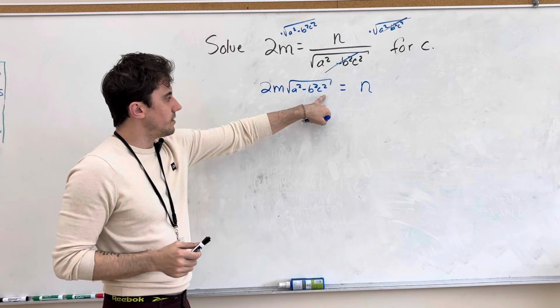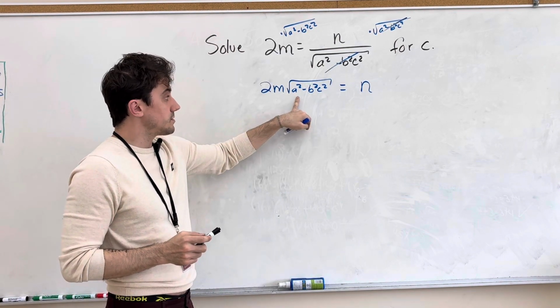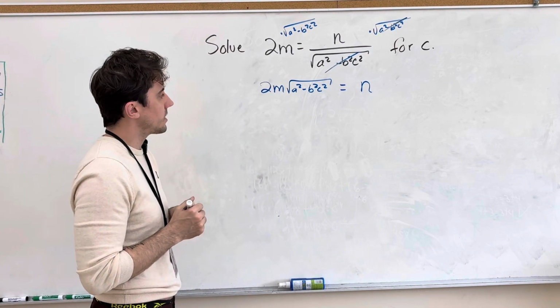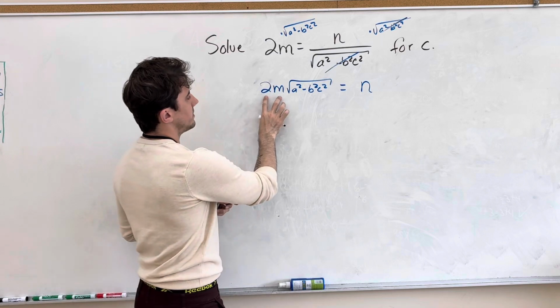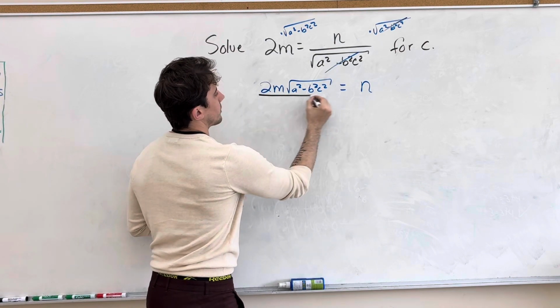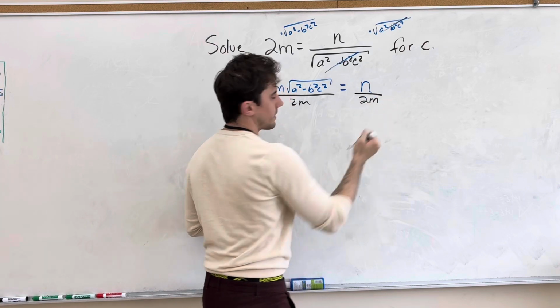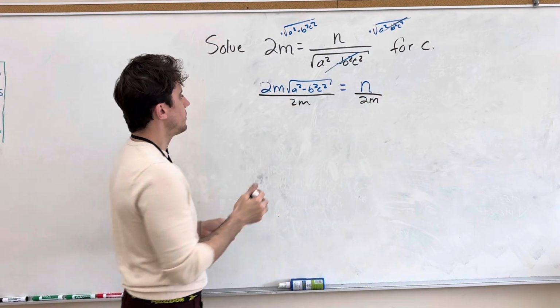And now we again know that c squared is embedded inside a square root. So to get rid of the square root, we could square both sides right now. Actually, let's divide by 2m first to make our life a tiny bit easier before we square both sides. There's more than one way to go about this. This is just the way that I think would be best.